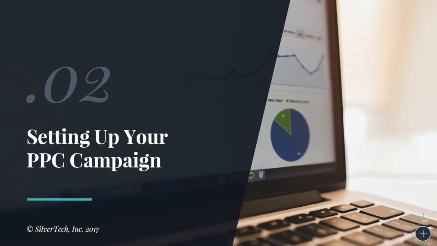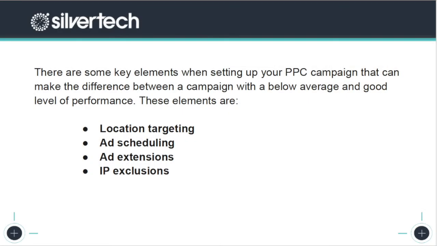So now that you've laid the foundation, let's talk about setting up your PPC campaign. And this will talk about using the different options and settings in your AdWords account to ensure that your campaign is as targeted, as engaging as possible. So there are some key elements when setting up your PPC campaign that really can make the difference. These elements are location targeting, ad scheduling, ad extensions, and IP exclusions.